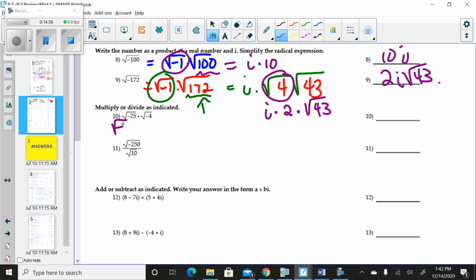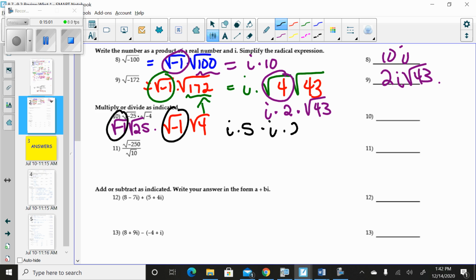That negative 25, we're going to write it as negative 1 times 25, both radicals. That negative 4, negative 1 times 4, and then go from there. Do everything that you can. Both of those square root of negative 1s are i's. So we have i times, what's the square root of 25? Well, 5. And then we have another i, and then we have square root of 4 is 2.